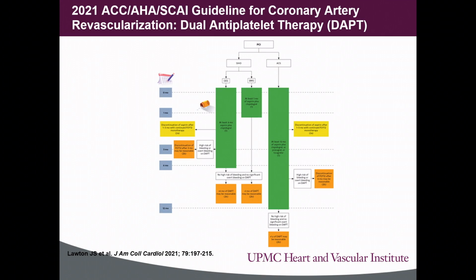And so if you look at the ACS side, it's still the recommendation of at least 12 months of aspirin plus a P2Y12 inhibitor, whether it's clopidogrel, prasugrel, or ticagrelor, and that's for at least 12 months. There is a 2A indication that discontinuation after 1 to 3 months may be considered, and patients can have monotherapy with the P2Y12. But even then, once the monotherapy is over, then they should go back to an aspirin.